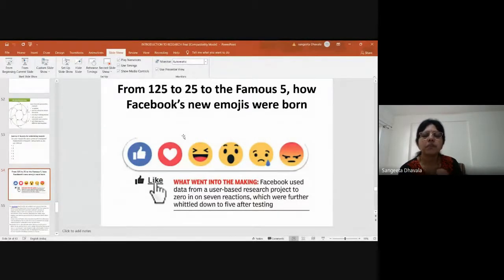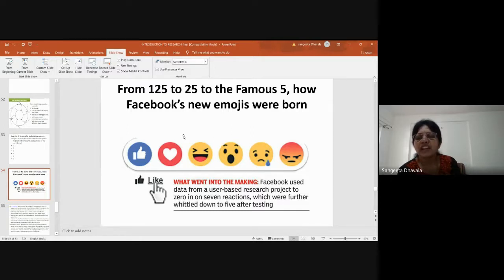See, that thumbs up is the characteristic symbol of Facebook, right? So, how did they arrive at these icons? How did they arrive at these final 5 to 6 emoticons? So, from the 125 to 25 to the famous 5, how did Facebook's new emojis take form? Okay, so how did they come about all this? You can see the entire cyclical research process in this work.